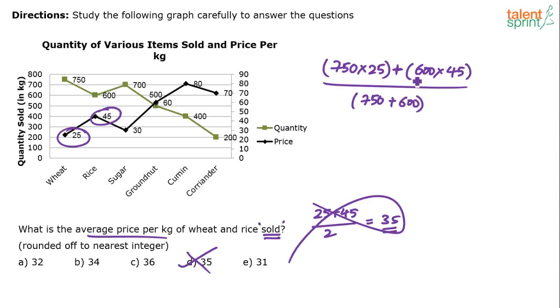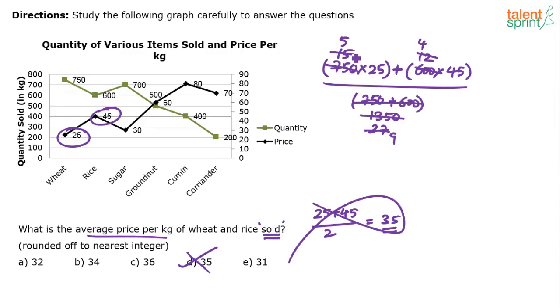So 750 into 25 plus 600 into 45. Now, how do you do the calculation? See, 750 plus 600 is 1350. Now simplify this. I think 50 is the common multiple, right? So 50 into 15 times, 50 into 12 times, and 50 into 27 times. What else can be taken as common? 3 can be taken as common. This is 3 into 5. This is 3 into 4. And this is 3 into 9. Anything else that is common there?